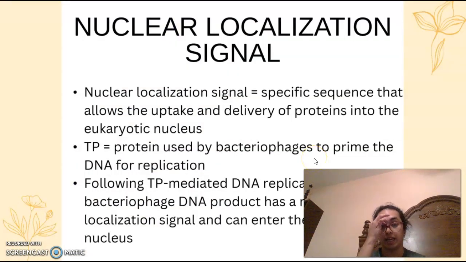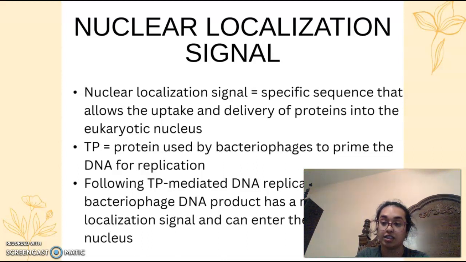And so in this slide, I'm going to be getting into the specific example a little bit and explaining that before I show the image. So here I am talking about the nuclear localization signal, which is a specific sequence that allows an uptake and delivery of proteins into the eukaryotic nucleus. And thus these TpDNA molecules are a useful tool when it comes to amplifying and subsequently delivering genes efficiently into the eukaryotic nucleus. TP is a protein used by bacteriophages to prime the DNA for replication.